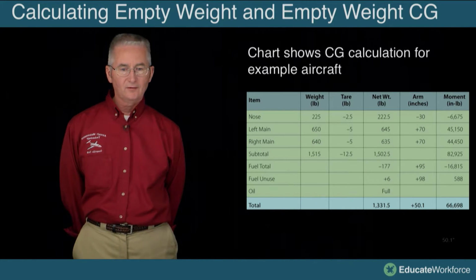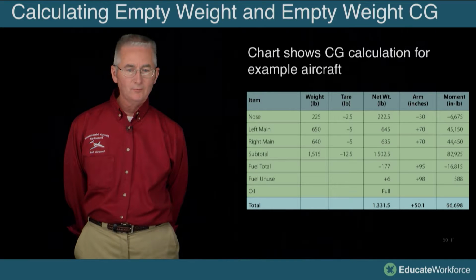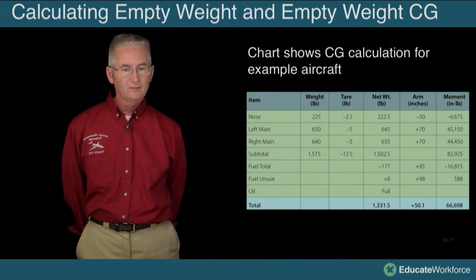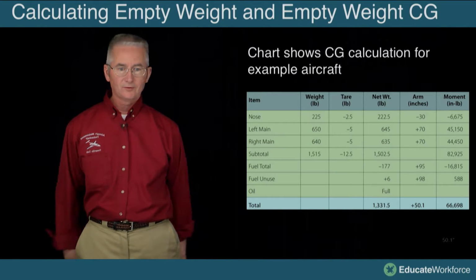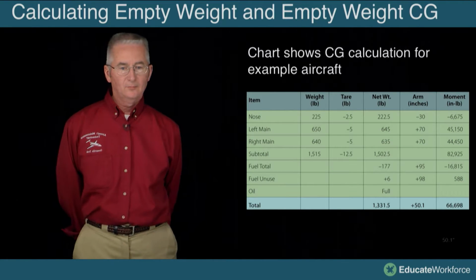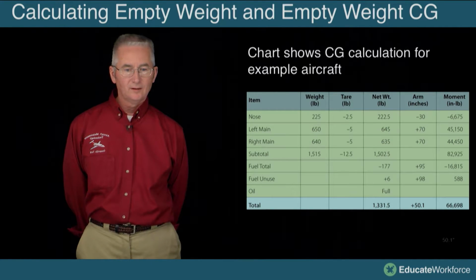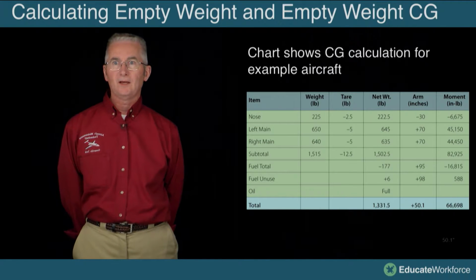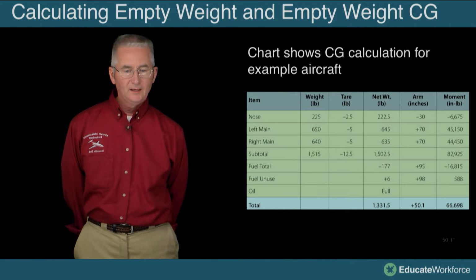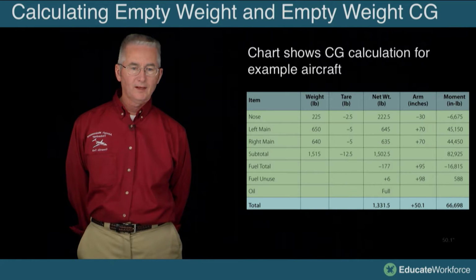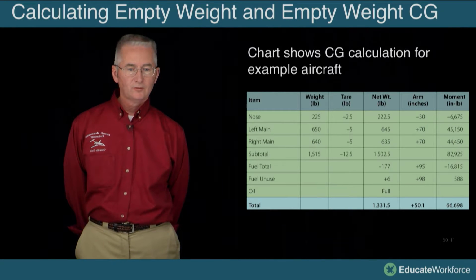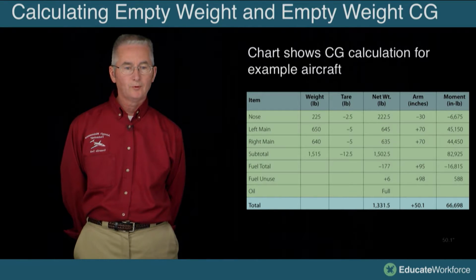You can calculate the left main, you can calculate the right main the exact same way. It's okay that the left main and the right main don't weigh the same. You've got different stuff on each side of the airplane, but that's all right. So the left main was 650 pounds, the right main was 640 pounds, and giving us a subtotal weight of 1,515 pounds. When we subtract the tare from that, or the chocks from that, we come up with 12.5 pounds. So our total weight of our aircraft, the net weight, is 1,502.5 pounds.